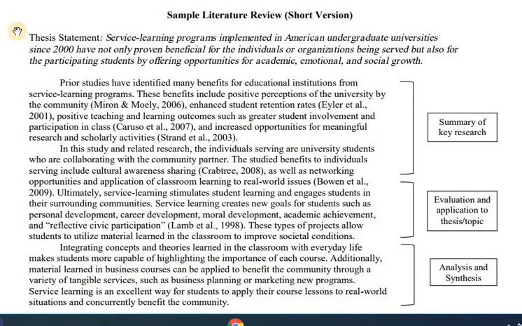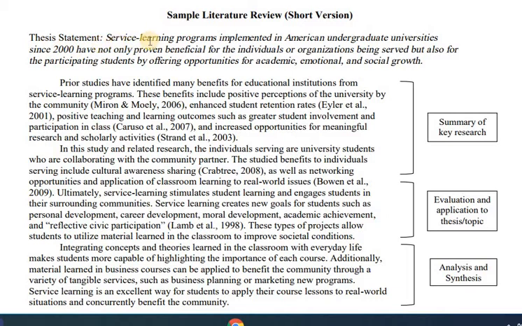Now we will read a very short literature review, beginning with the thesis statement. Remember that the thesis statement comes at the end of the introduction, but here the introduction is skipped and we jump directly into the thesis statement. So here, let's read the thesis statement.